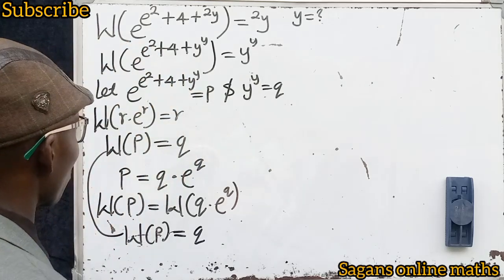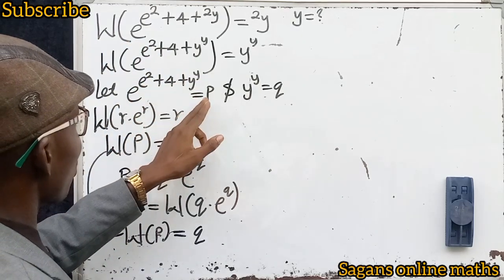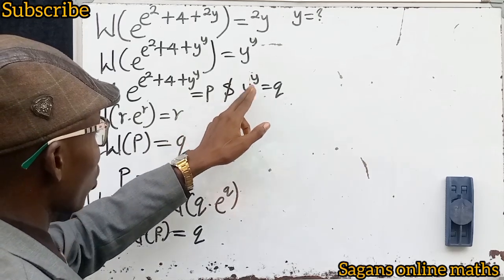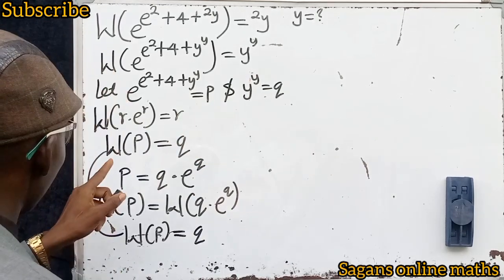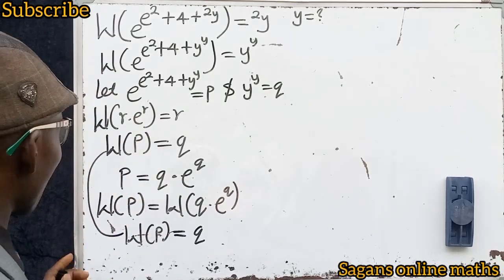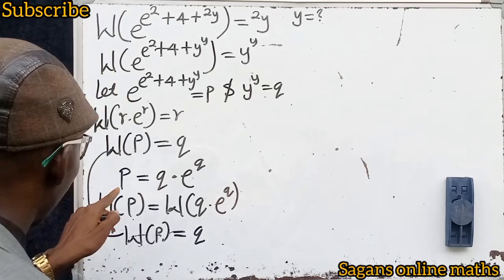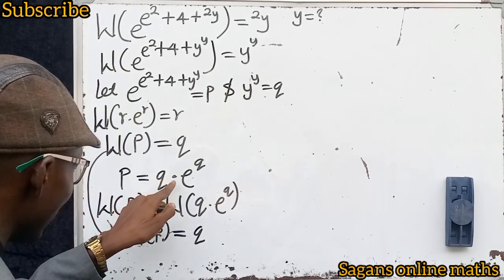Now, let's go back to the question. We say let e raised to the power e squared plus 4 plus y to the power y equal P, and y to the power y equals Q. Look at the interesting thing we are going to do here. You can see that the W function of P equals this. Pay clear attention. You can see that P equals Q multiplied by e raised to the power of Q.